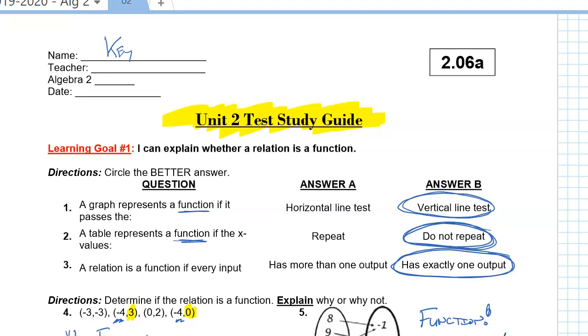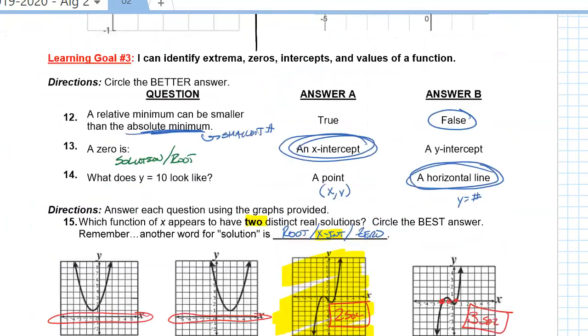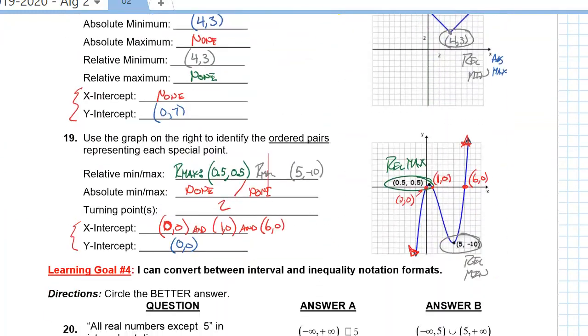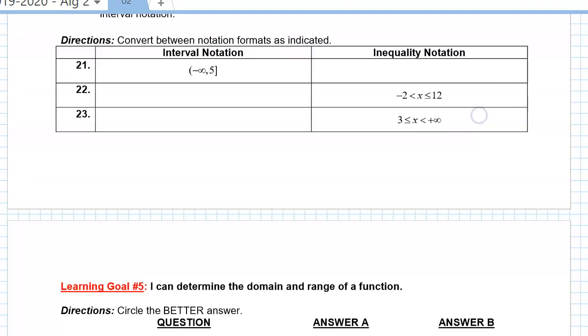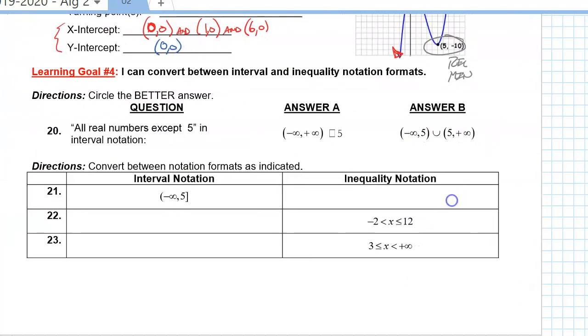Continuing on with the Unit 2 Test Study Guide, we are on question number 20, converting between interval and inequality notation. There is this question: all real numbers except 5 in interval notation. This is the correct way we write that, where we basically exclude the value of 5. So we go negative infinity to 5, union 5 to positive infinity, using everything else.